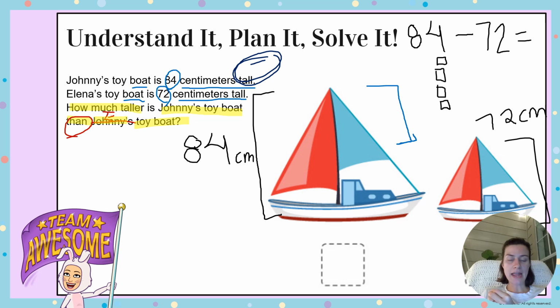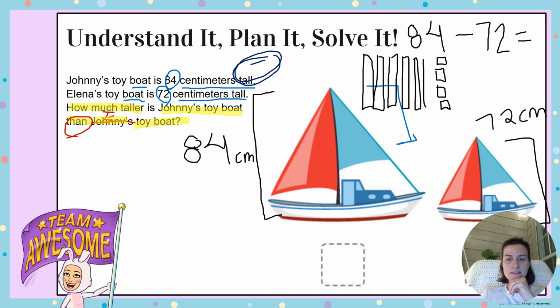I have an 8 in the tens place for the number 84, so I need to draw 8 tens. So let's do that now. 1 ten, 2 tens, 3 tens, 4 tens, 5 tens, 6 tens, running out of room. I'm going to draw the rest here. 7 tens, 8 tens, 9 tens.